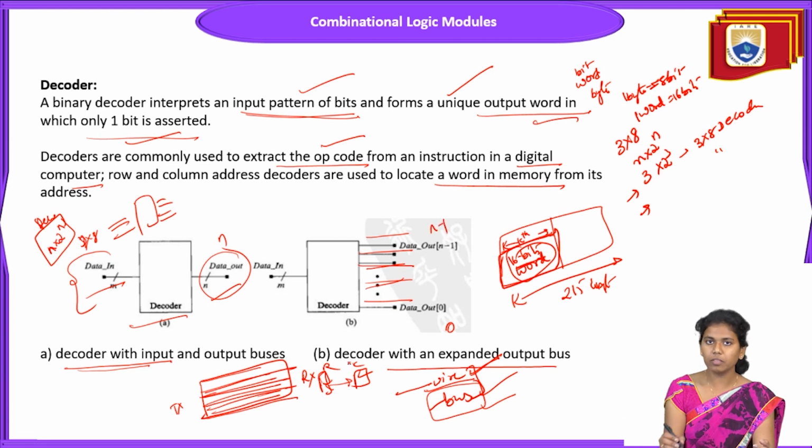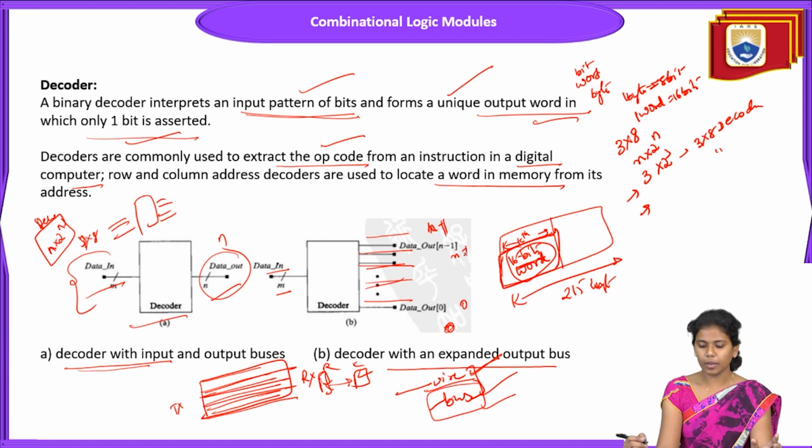That means the bus has been expanded to single wires from 0 to n minus 1. Here in my data input, I have n inputs, data in with m inputs, and data out categorized as 0 to n minus 1. Okay, now you have to know what a bus is and the difference between a bus and a wire.